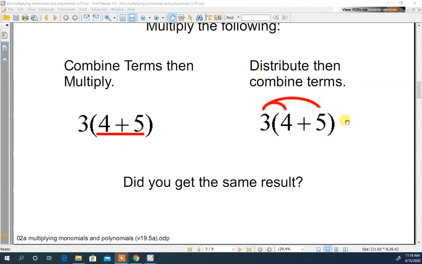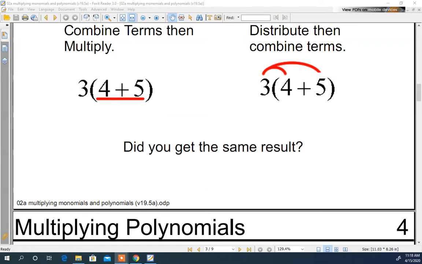Now, this is just an example of distribution, and you'll see that we actually get the same answer either way that I do this. So if I do 4 plus 5, I get 9. And if I do 3 times 9, I get 27, right? And then right here, if I do 3 times 4 is 12, and if I do 3 times 5, that's 15, and if I add those together, I also get 27. So hopefully I'm convincing you that distribution actually does work.